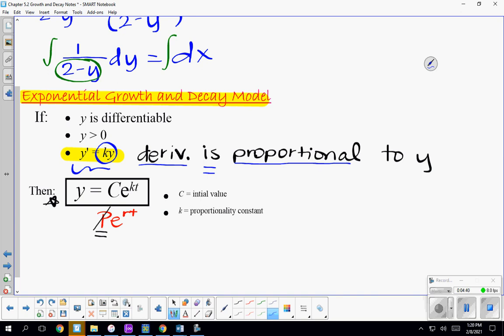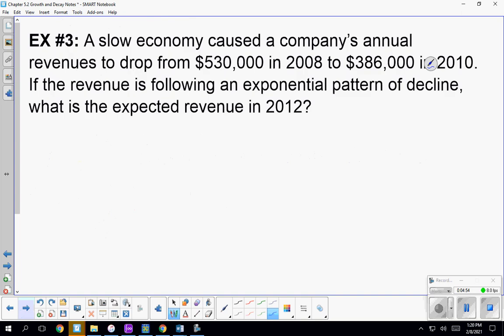If this is the formula that we're given, if we integrate this, we're going to get this formula for exponential growth and decay every single time. So we can look at how that is in class, but that's what we're always going to get. So let's look at an example. Here we have different types of information.